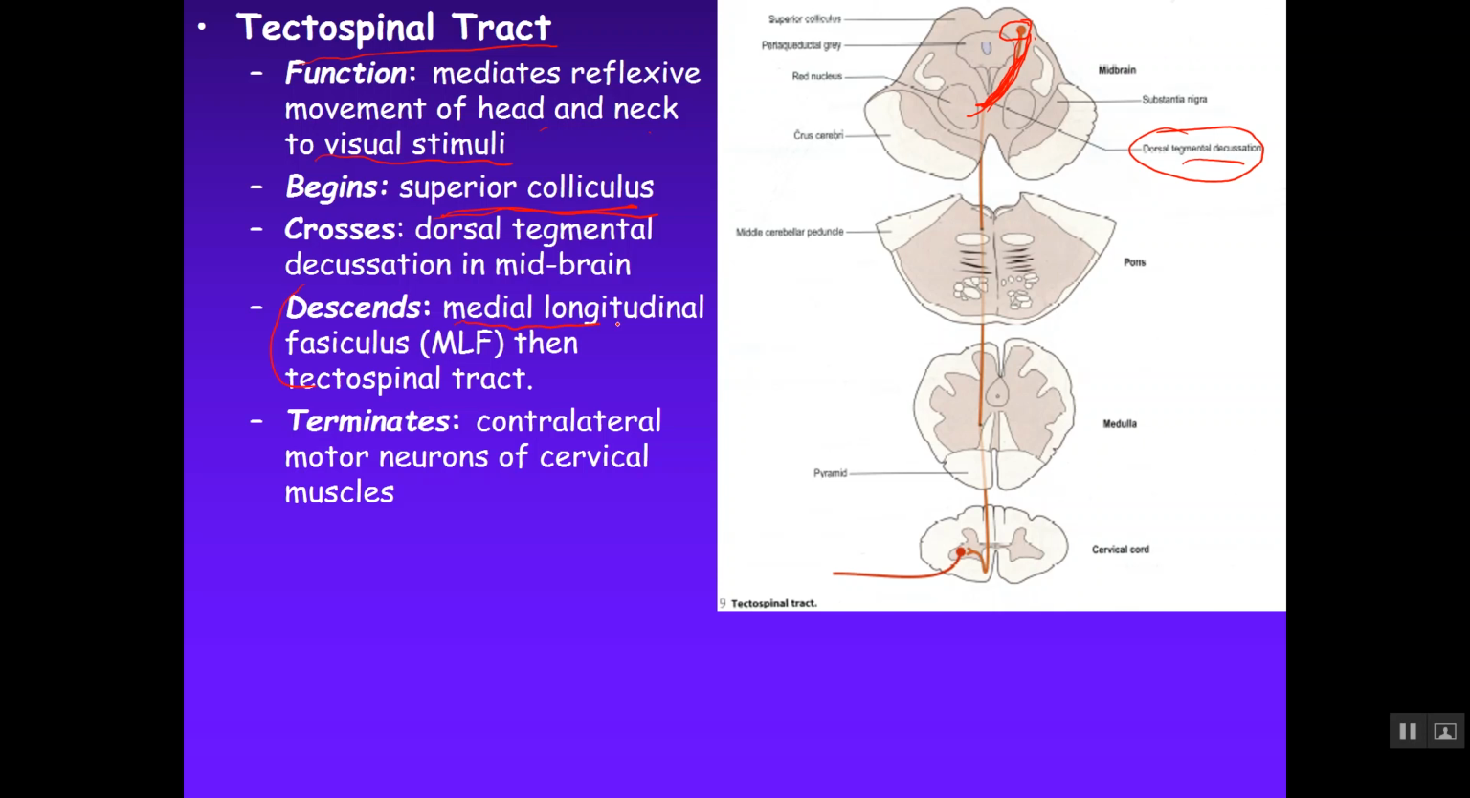It descends. This is where it answers your question, Christy. It descends in the medial longitudinal fasciculus. Even though this picture should show it running right here at the tip. It should be running right there. If it's truly in the medial longitudinal fasciculus, it should be there. But then once it's in the spinal cord, then we call it the tectospinal tract. However, some people will call it the medial longitudinal fasciculus as well, all the way down. So then you get it confused with the medial vestibulospinal tract. So for your purposes, you can say it runs down with the medial longitudinal fasciculus in the brainstem, but then once it is in the spinal cord, we're going to call it the tectospinal tract, so we don't get it confused.